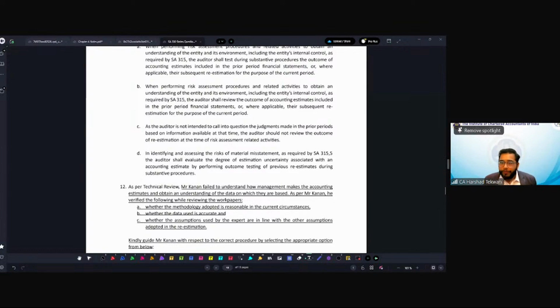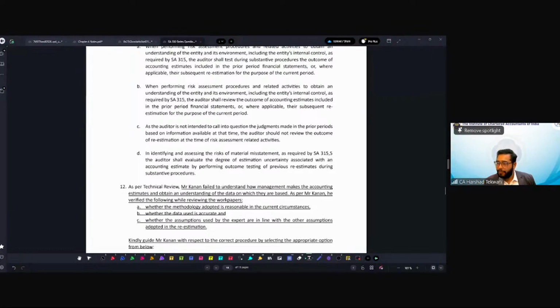So there are a lot of things which have been missed by Mr. Kannan over here. And as a result, the technical reviewer is correct that Mr. Kannan failed to understand how management makes the accounting estimate. Clear?